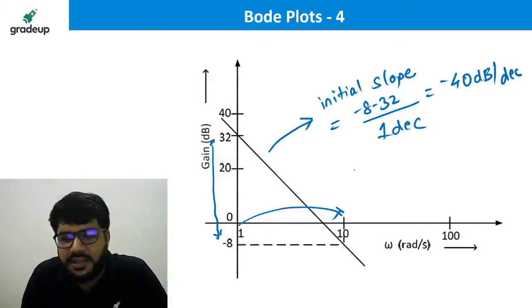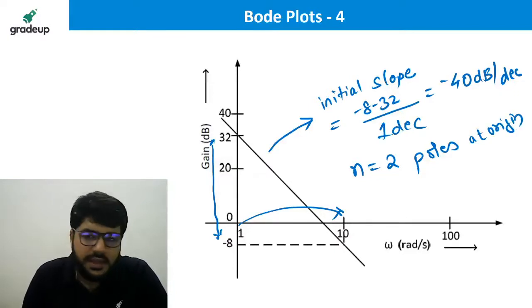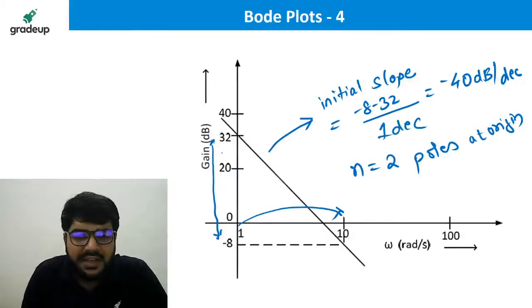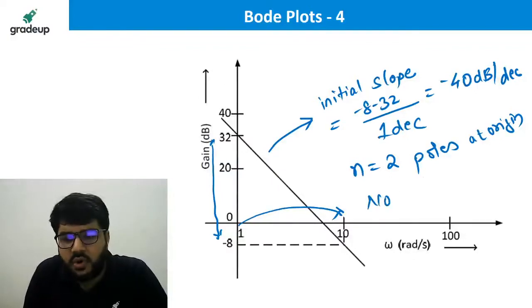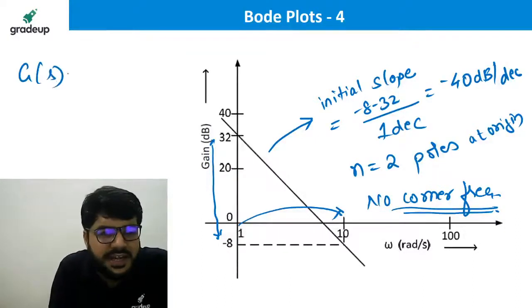And that means what is the value of n? n equal to 2. What is n? Number of poles of GSHS at origin. n equal to 2 poles at origin. And then there is no slope change, that is, there is no corner frequency. So what is GS only equal to GSHS? But here it is only GS.